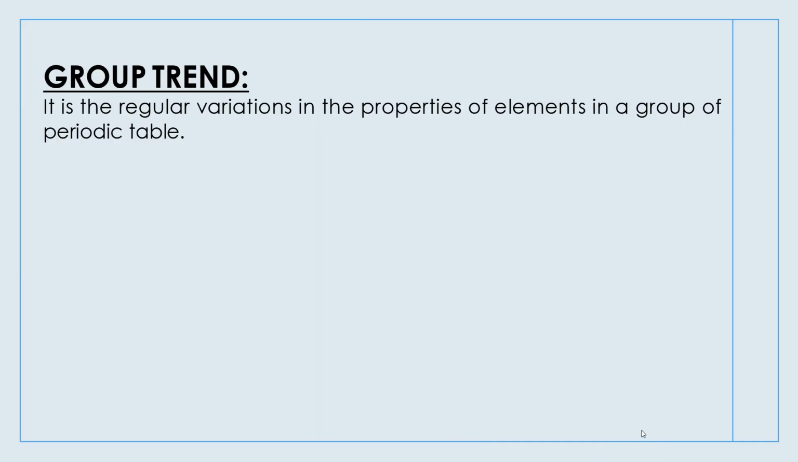Talking about the group trend, a person should first be aware of what a group trend is. A trend itself means regular variations, and a group means we are talking about the periodic table. So the regular variation that we see in the properties of the elements throughout the group is considered as the trend of that particular group.